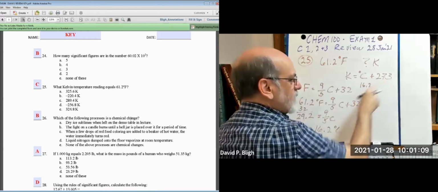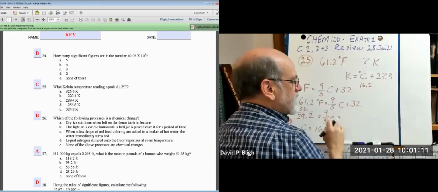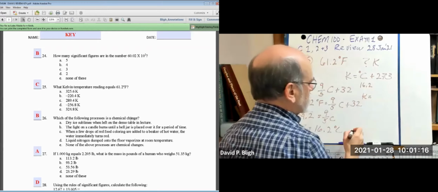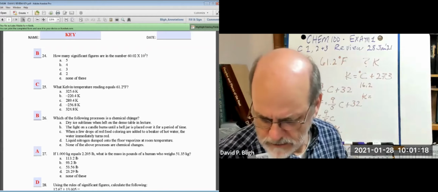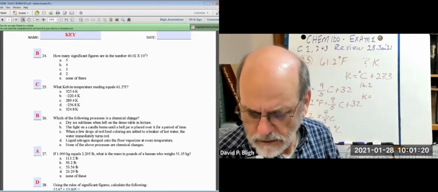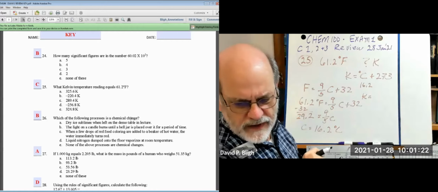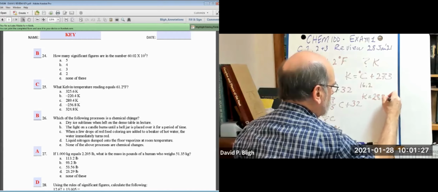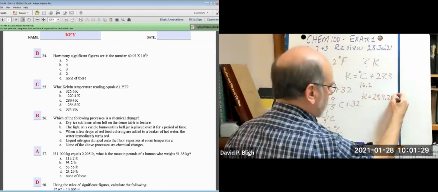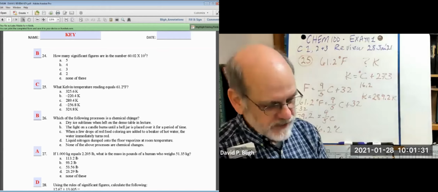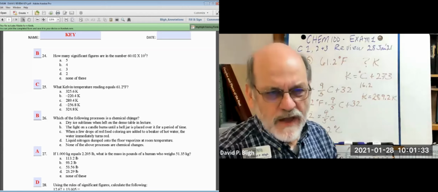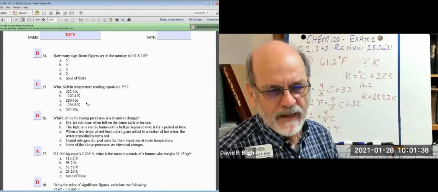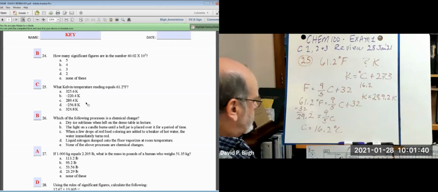And that's an exact number, so we can keep the decimal place. So K equals, let's see, 273 plus 16.2 is 289.2. K. Not degrees K, just K. Let's see, do we have that one? Oh, 289.4. Why did we get that?